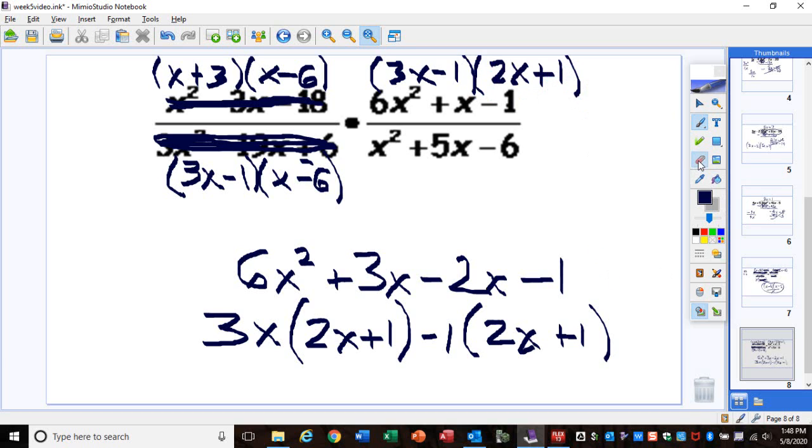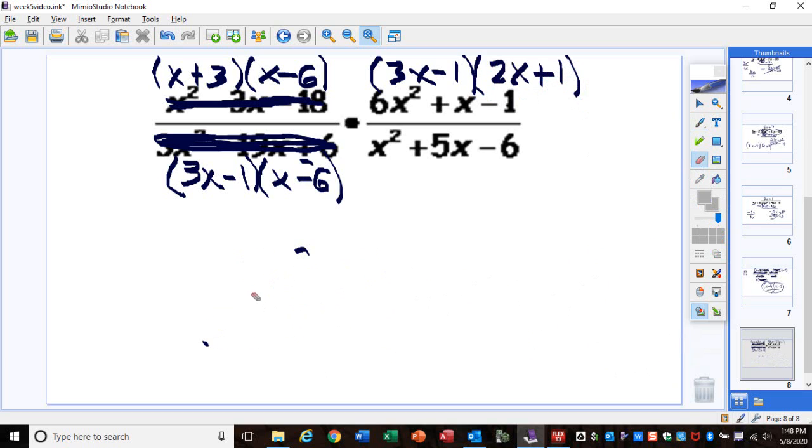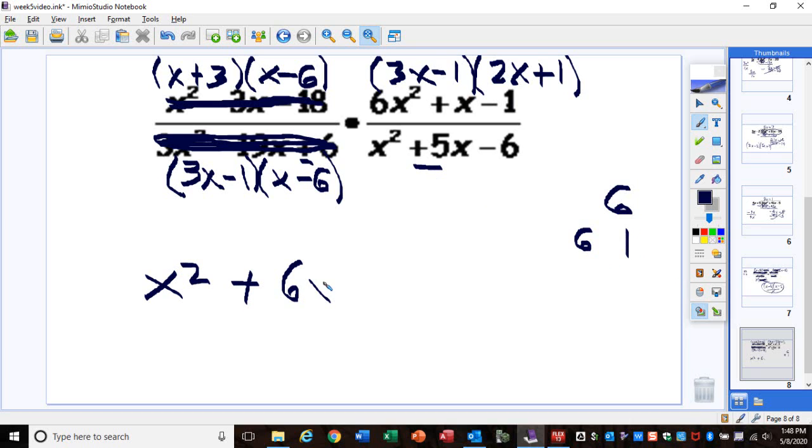Okay, almost done. Let's factor the bottom right. Here's the bottom right, this one. There's no number here, so this is pretty easy. We want a 6, and we want factors of 6 that when we subtract we get 5. So 6 and 1. So we're going to go x squared. We need a positive 5, so we'll go plus 6x minus 1x.